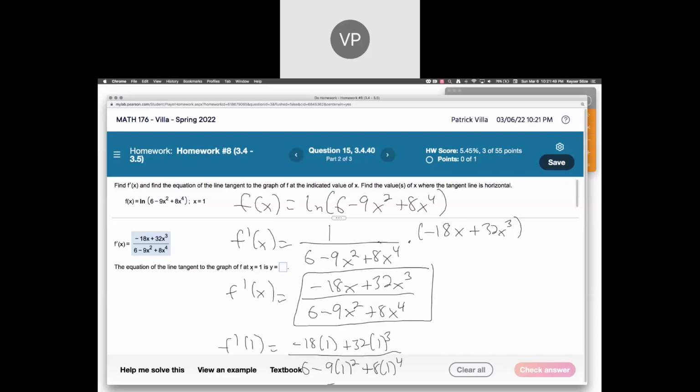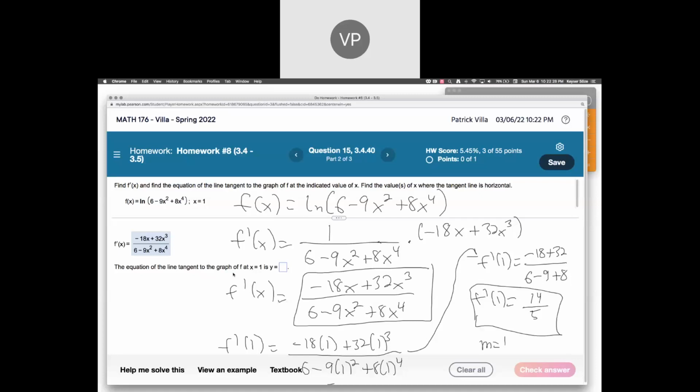Okay, so I'll move that over here. F prime of 1 equals negative 18 plus 32 all over 6 minus 9 plus 8. And like always, some of you are going to say, well, I could have done all this one step earlier. You don't have to write every step out here. I'm just doing this to make sure we all see what we're getting here. But it looks like I'm getting a 14 over 5. Now that's my slope. So remember, slope of the tangent line is what the derivative is.